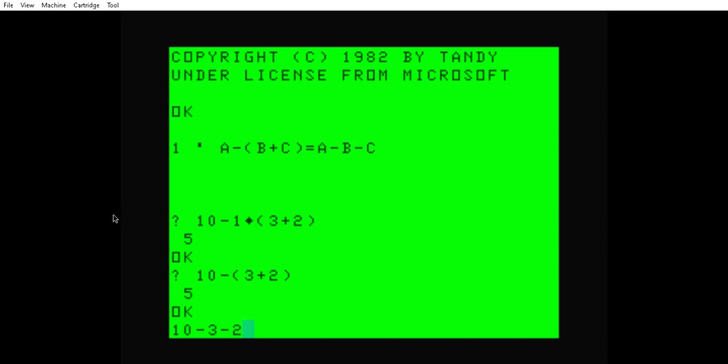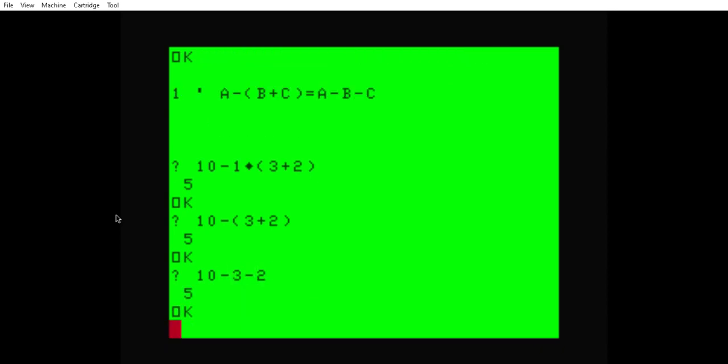So if I print 10 minus 3 minus 2, we get 5. And so this is how this equation is equal. Any equation has an equal sign. That's why they call it an equation. Both sides are equal, and now you can see why this equals that. And it's because of this, there's different ways of looking at it.